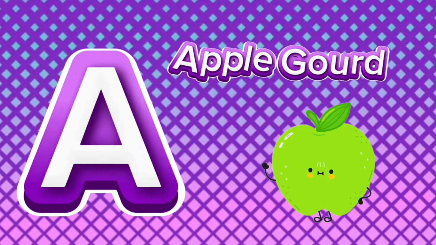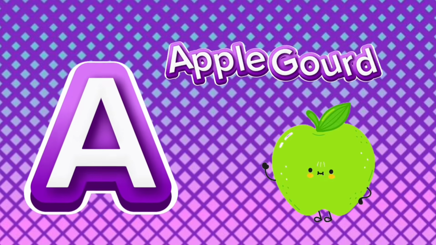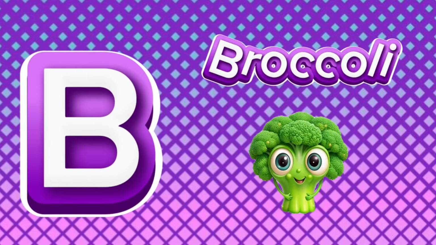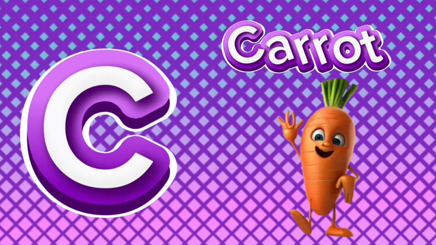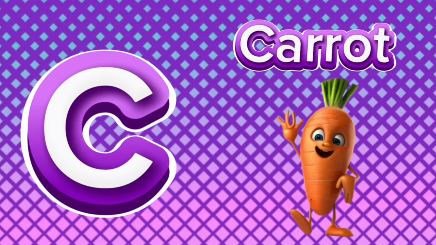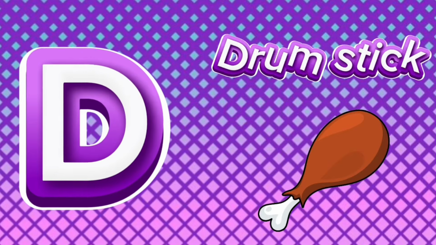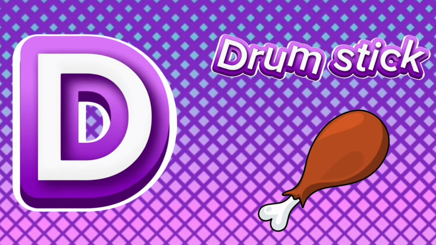A is for apple gourd. Apple gourd. B is for broccoli. Broccoli. C is for carrot. Carrot. D is for drumstick. Drumstick.